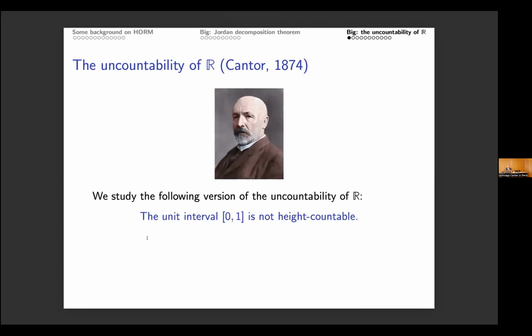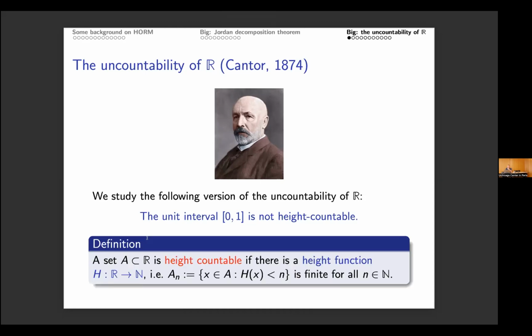The unit interval is not height countable. Height countable essentially means a union of finite sets. So the unit interval is not the union of finite sets. You may think this is trivial, but it's not. It's the weakest fragment of NFP, not provable in Z2 little omega. So again, height countable means that.